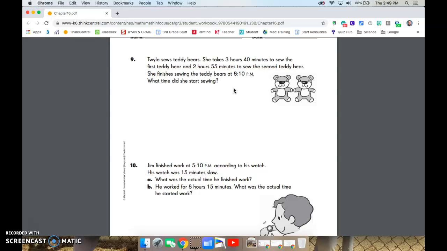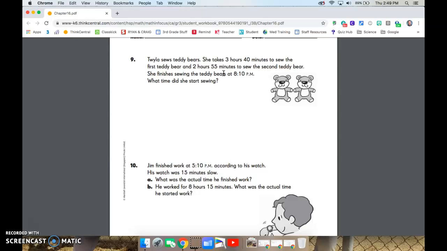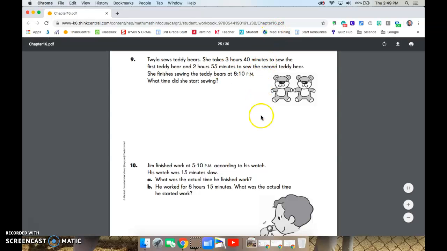So again, let's put our hours and minutes together, okay? So we have 3 hours and 2 hours is 5 hours, okay? 40 minutes and the 55 minutes right here and right here. We have 4 plus 5 is 9, so 95 minutes. Now we got to break that into total hours and minutes, right? So let's take 60 away from 95, okay? And that's going to give us 35. And we're going to move that 60 over to the hours, so we go from 5 to 6. So it's 6 hours and 35 minutes.